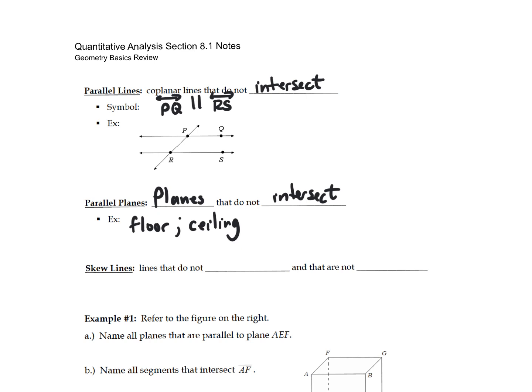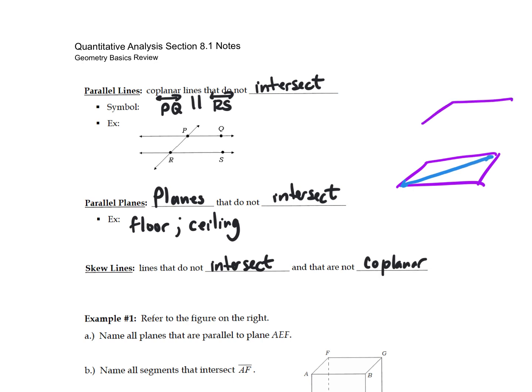Now skew lines are kind of the weird thing. Skew lines are lines that do not intersect, so they don't meet, and they're not coplanar. So they're lines that don't meet, but they're not necessarily on the same plane. An example would be if I have a room, and I have this line going this way, and then I have a ceiling up here, a top plane, and I have a line going this way. Those don't meet, although if I looked from the top, it would look like they meet, but because they're on different planes that are parallel, they definitely will not meet.